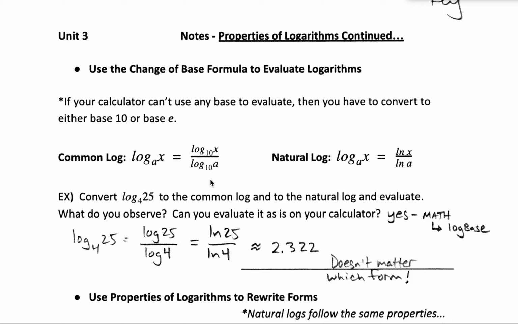So it really doesn't matter how we change our base here, as long as we are using a quotient that has the same base. But obviously if your calculator can't evaluate it as is, then you're going to want to use either the common log button or the natural log button to do it.